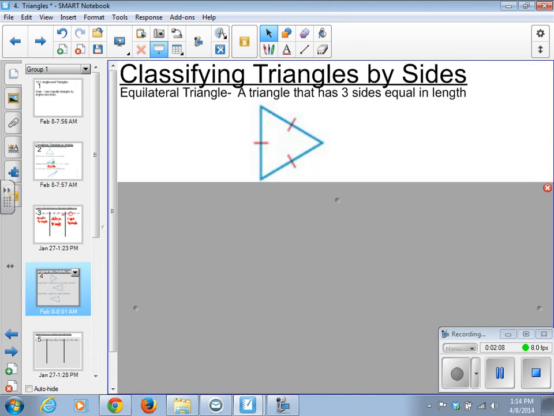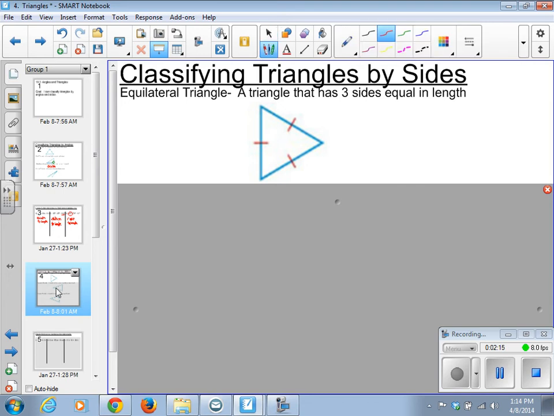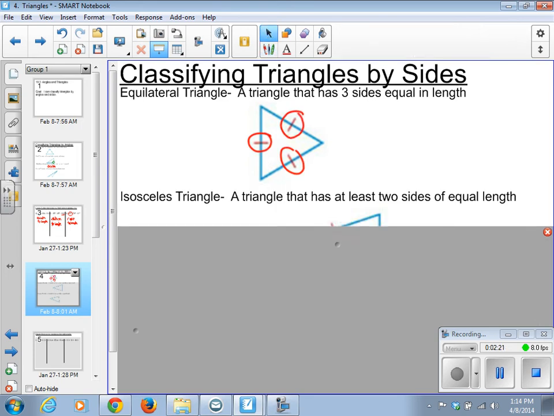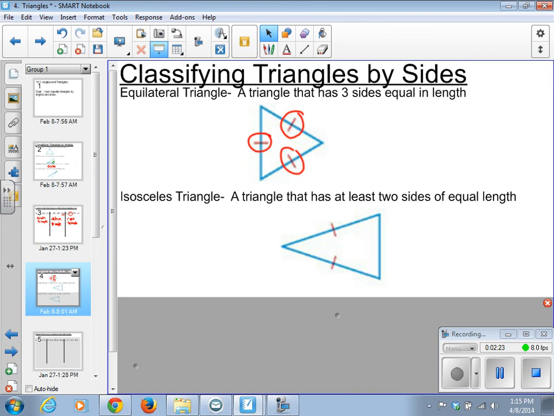An equilateral triangle is a triangle with three equal sides in length. We look for those little tick marks. This tells us these three sides are the same because there's one tick mark per side. We have an isosceles triangle. This is a triangle that has at least two sides of equal length. Let me underline that, at least.